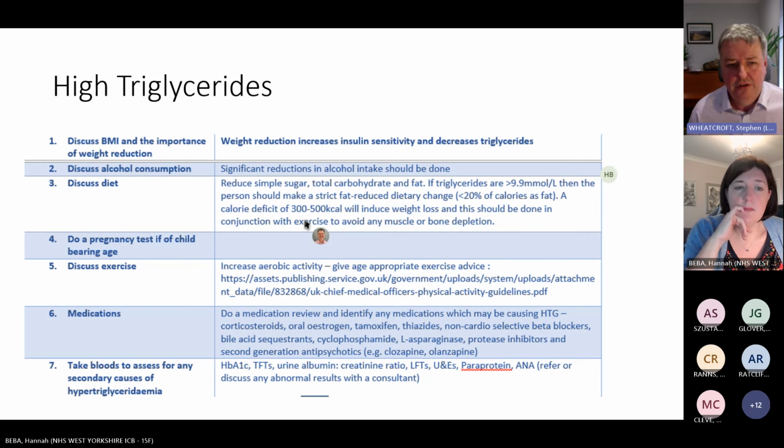And often controlling glycemia in the context of type 2 diabetes will have a large impact on hypertriglyceridemia, as will moderating alcohol consumption in those who drink more than the recommended amounts. And over and above that, there are some medications that can increase the risk of hypertriglyceridemia. And we know that making changes to diet and physical exercise can help to reduce triglyceride levels. Next slide, please.